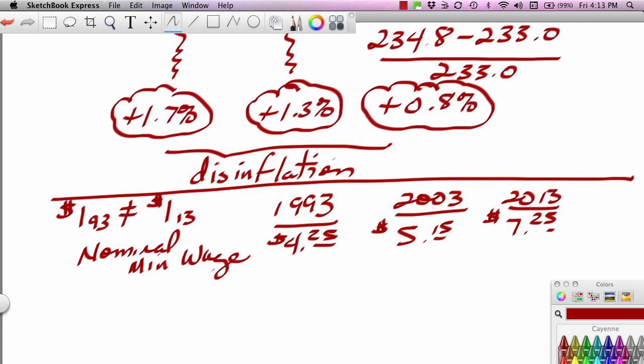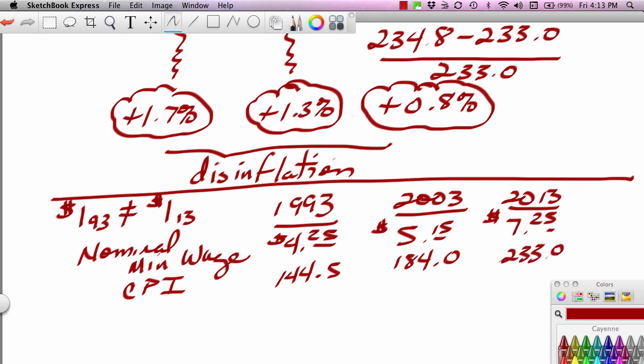You need to adjust the data for inflation. So what do we use to adjust the data for inflation? We can use a price index. So I'm going to use the CPI. And I just happen to have these data, the CPI for these years: 144.5, 184, and 233.